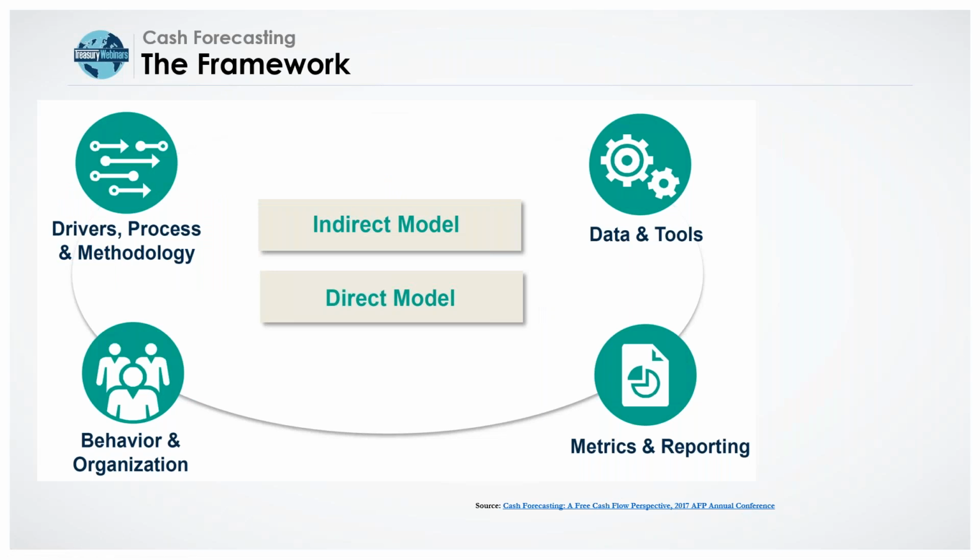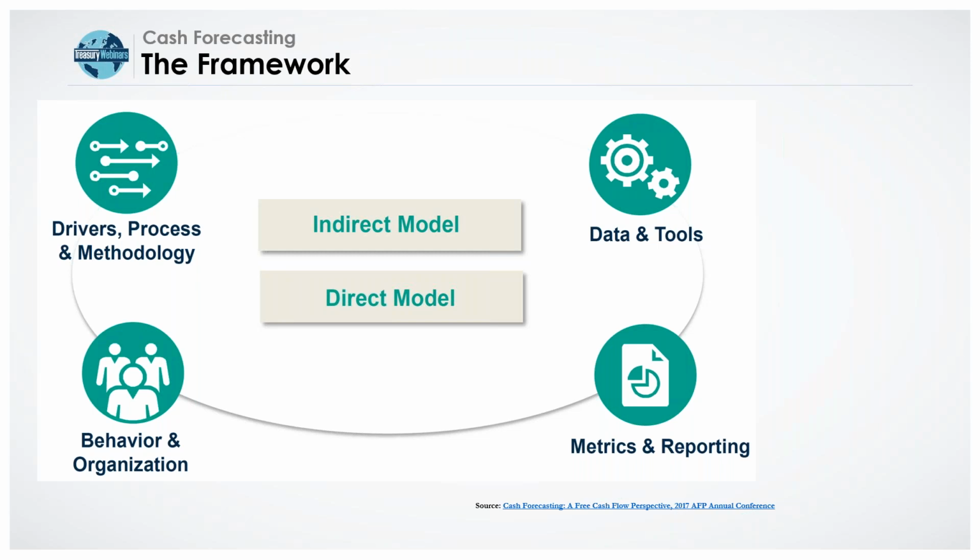This framework is a lot from a presentation from 2017, the AFP annual conference. This is the best presentation I've ever seen on the how. So I encourage you, you can click on the link and get that presentation. Some great thought leaders there, but you just look at the how, right? The things that are driving it. You have your data and tools, your process and methodology, your behavior and organization. So all these things are going to impact the accuracy that you have.